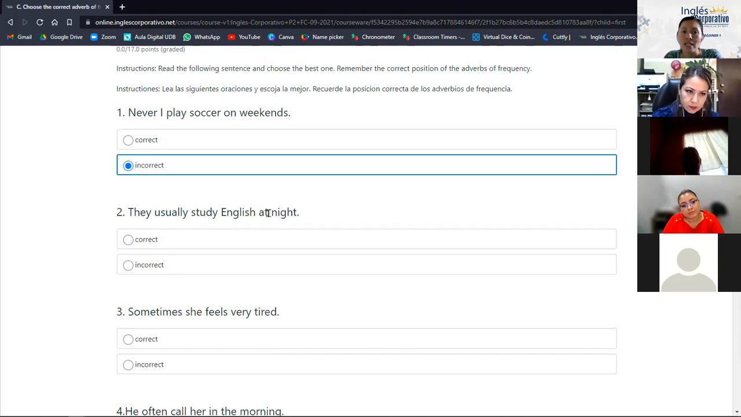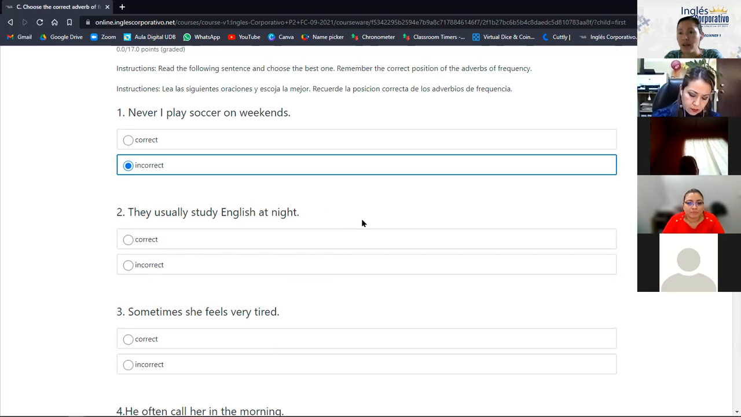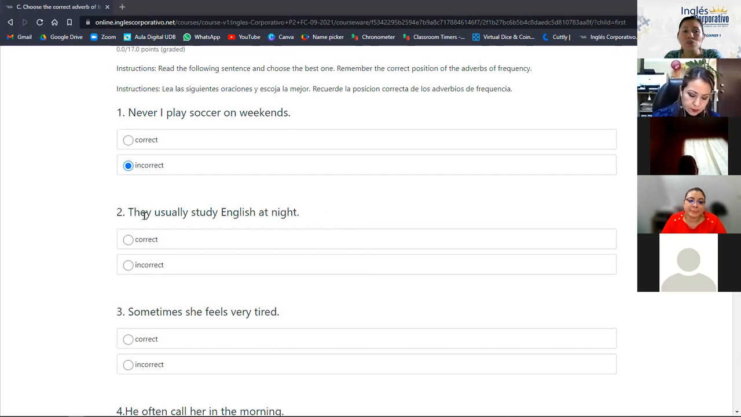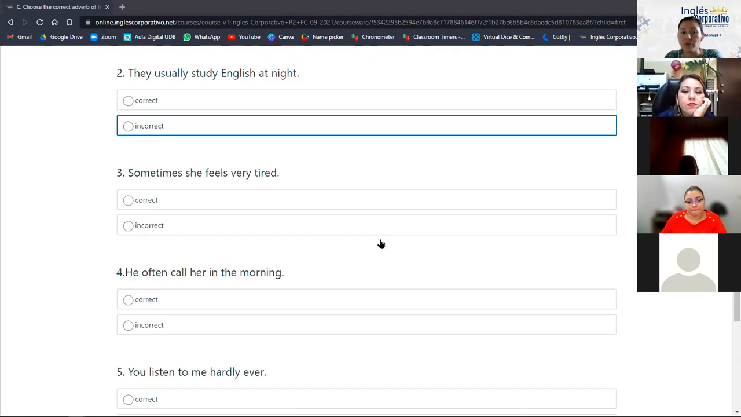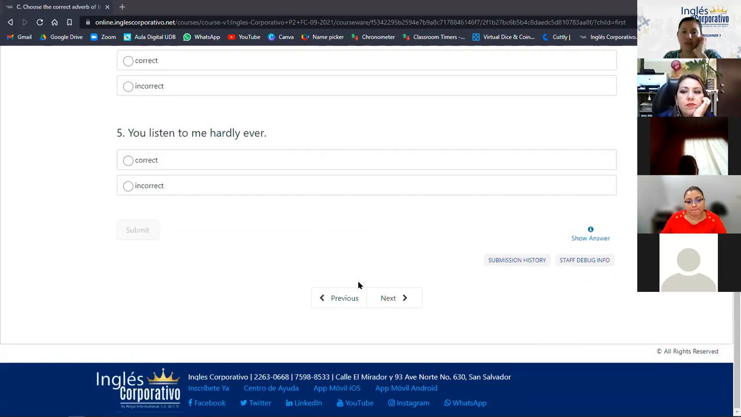They usually study English at night. Correct or incorrect? Correct. It's correct, right? Because I have this specific need, this specific element, right? Subject, adverb of frequency, verb, and complement. Okay, so there you have the list, right? And you have to complete it.